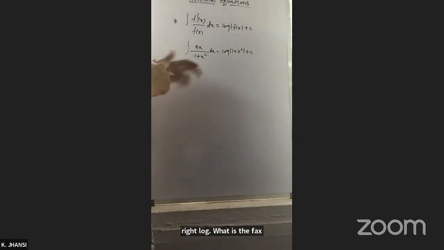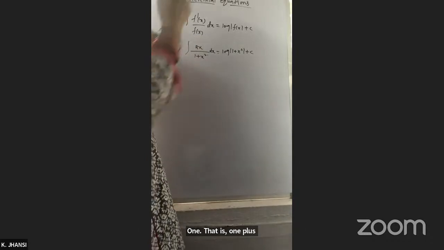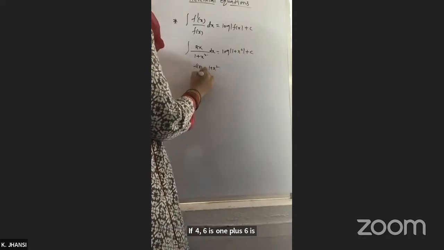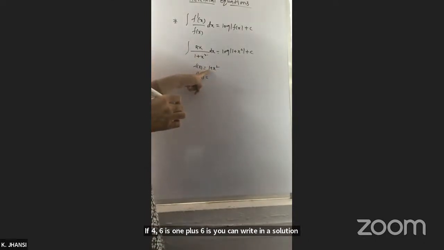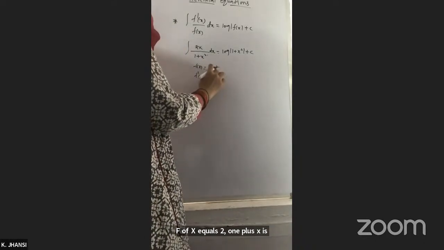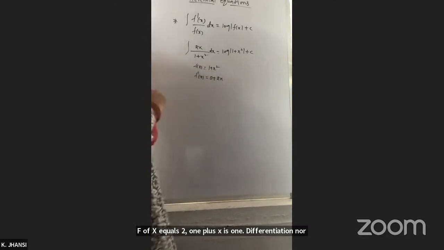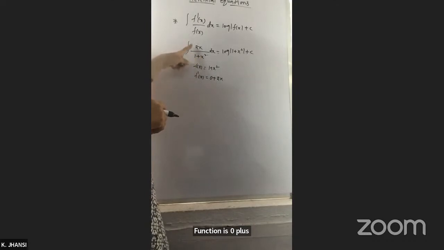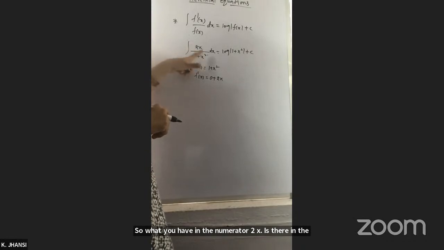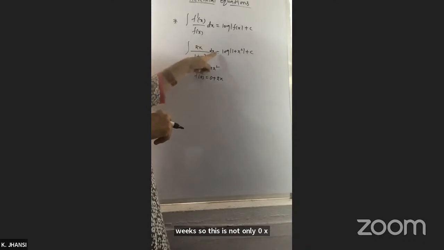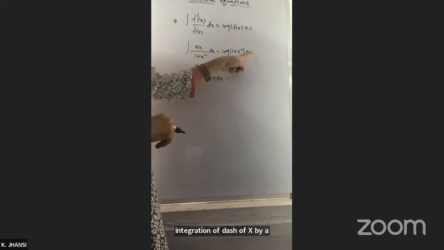Okay. See here, f of x is 1 plus x square. You can write in the solution f of x equals to 1 plus x square. What is f dash of x? Differentiation, not the integration. Differentiation of constant function is 0, plus x square. x square differentiation is 2x. So what you have in the numerator, 2x is there. In the denominator, 1 plus x square. That means here, you can take it as 0 plus 2x. So differentiation of 1 is 0, x square is 2x. So it is integration of f dash of x by f of x dx equals to log 1 plus x square plus c.